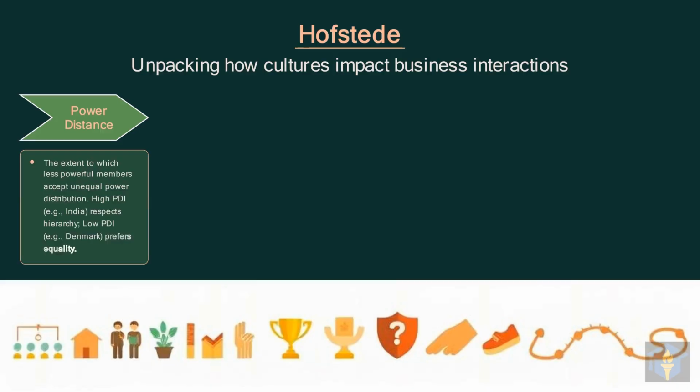Power distance refers to the extent to which less powerful members accept unequal power distribution. High PDI cultures like India respect hierarchy, while low PDI cultures like Denmark prefer equality.